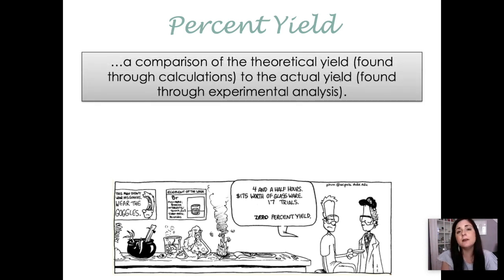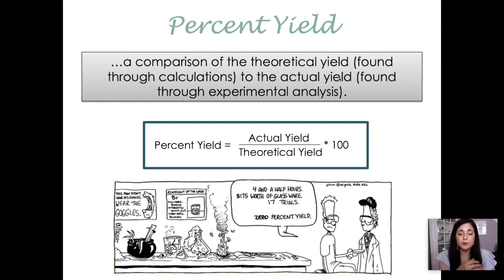So your percent yield is a comparison of the theoretical yield, which is what you would have found through calculations, doing your mass problems and limiting reagent problems, to the actual yield, which is found through experiments. So you can do a calculation to determine how much product you should produce, and then actually perform the experiment. And you can mathematically relate those to one another and get a percent yield. What percentage of the theoretical amount did you get? And it's quite an easy calculation.